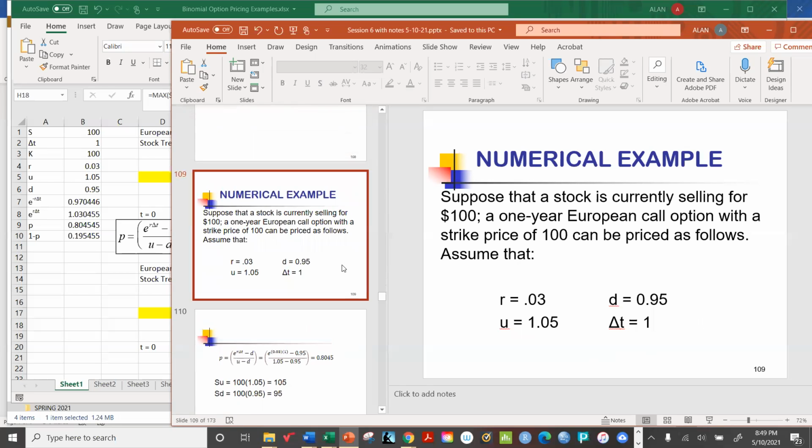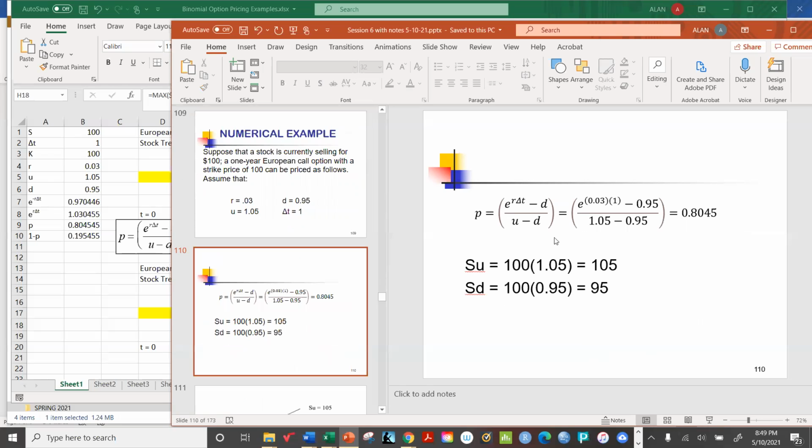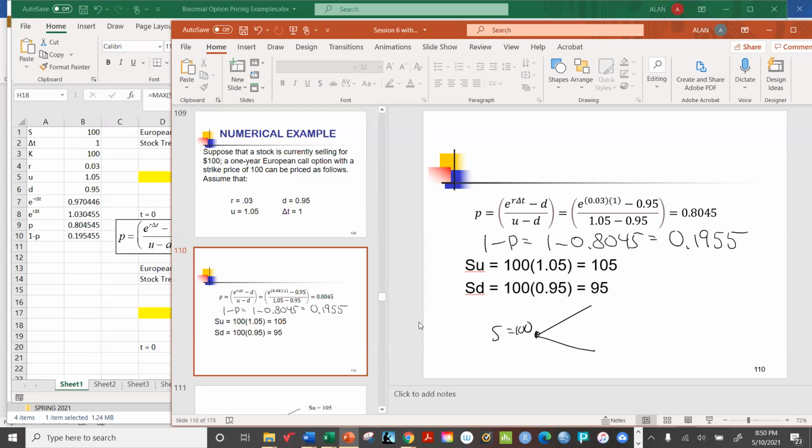Here we go. So we have this data, and so the risk neutral probability, this is the formula for, remember we had this earlier, for the risk neutral probability of moving up. And obviously then 1 minus P would simply be 0.1955. Now U is 1.05, D is 0.95. So after one step of the tree, S equals 100, SU is 105, and SD is 95.